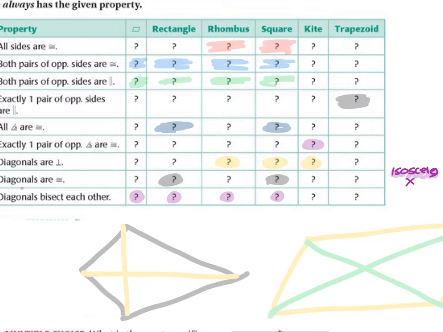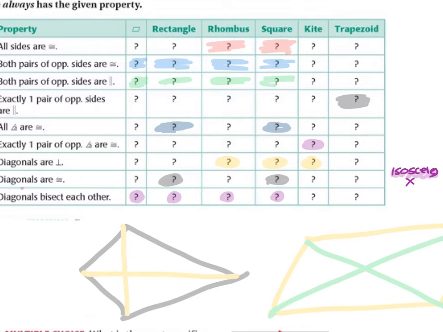A trapezoid can never be any of the other ones, because a trapezoid has exactly one pair parallel, right? It can't be a kite because a kite can't have only one pair parallel. Can a kite be anything else? Well, a rhombus is a kite, but a kite is not necessarily a rhombus.